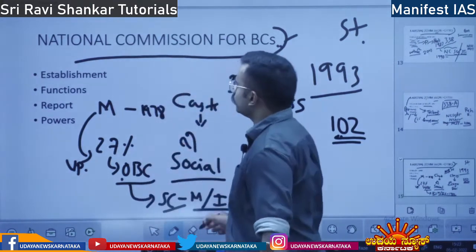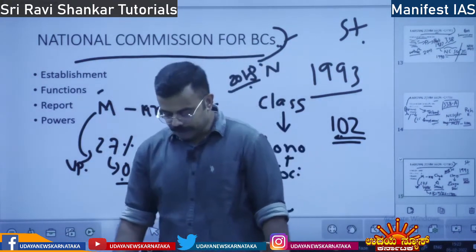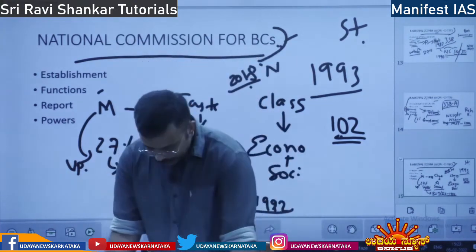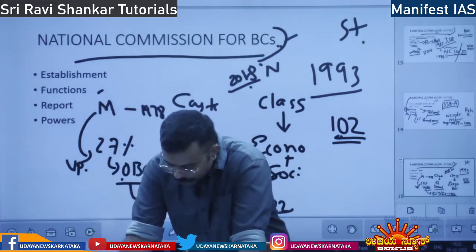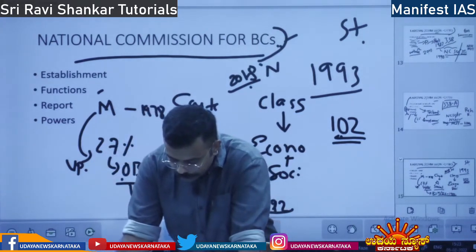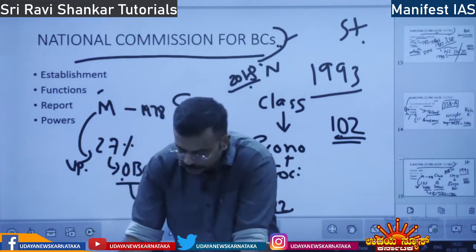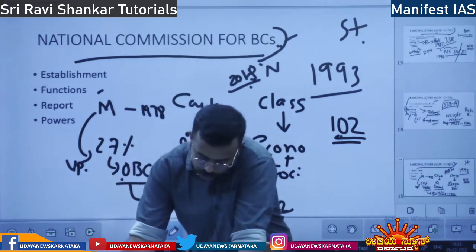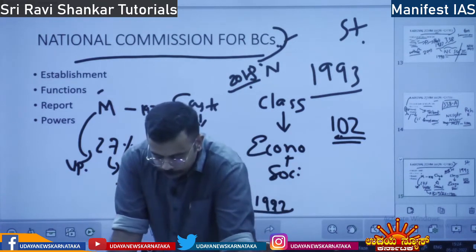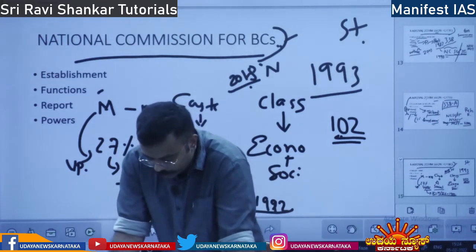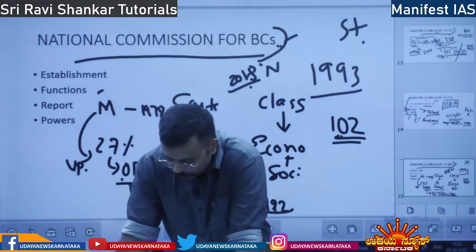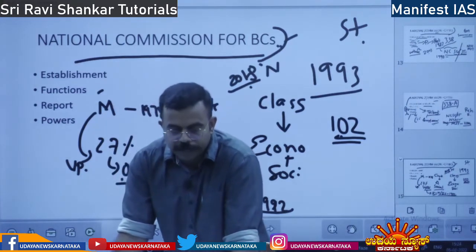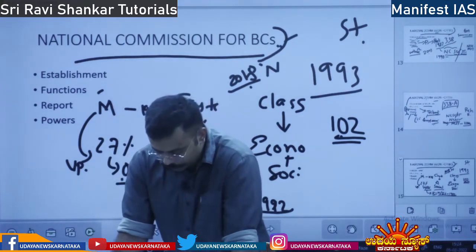Okay. What are the functions of the commission? Similar functions to NCSC and NCST: to investigate the condition and the safeguards of the socially and economically backward classes, to investigate the legal safeguards for socially and economically backward classes, and to inquire into specific complaints. Any complaint made by these communities is inquired into.